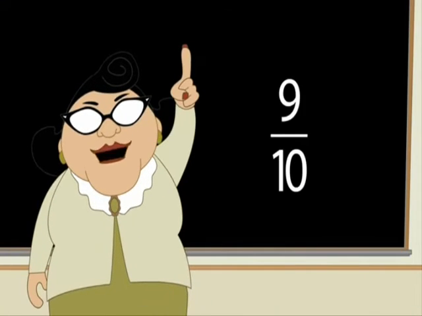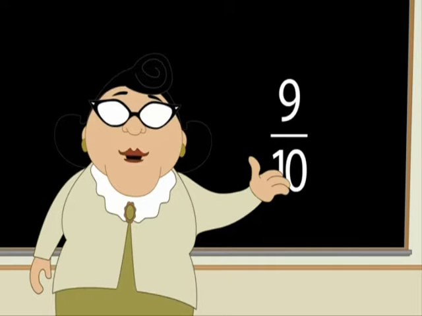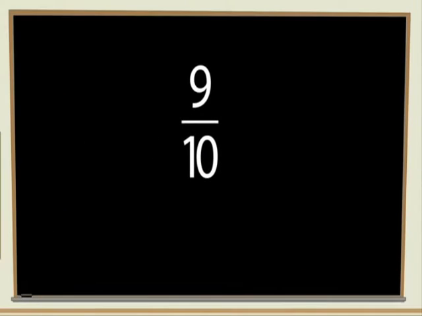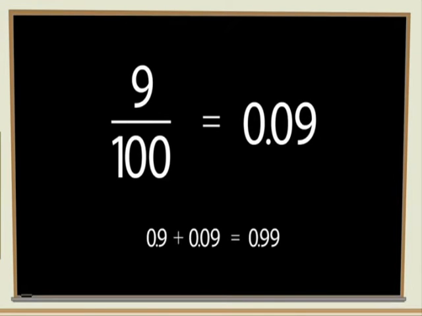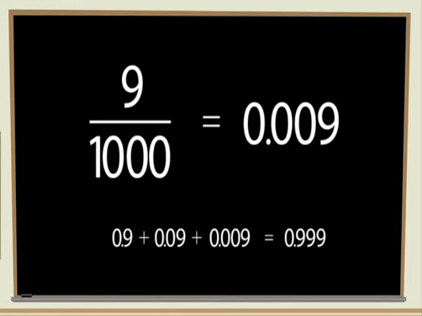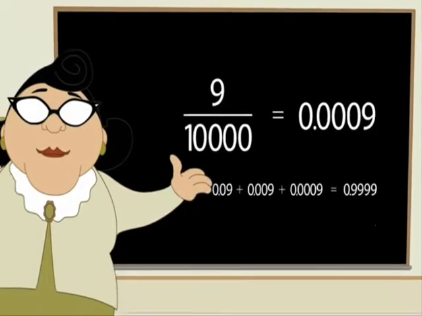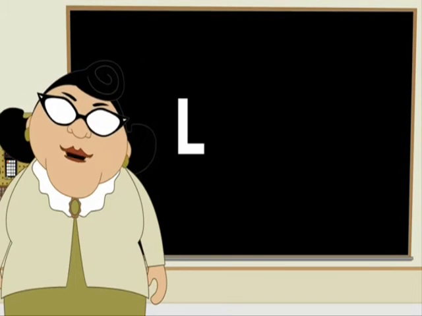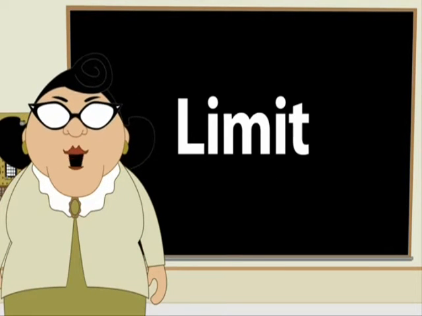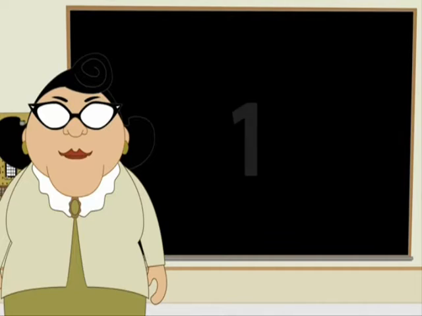I'll give you one more example. Let's take the fraction 9/10, which you can write as the decimal number 0.9. Now, let's add 9 hundredths, and 9 thousandths, and so on. As you can see, we can keep doing this as long as you like, but you will never get a number bigger than 1. We say the limit of this series of additions is 1.